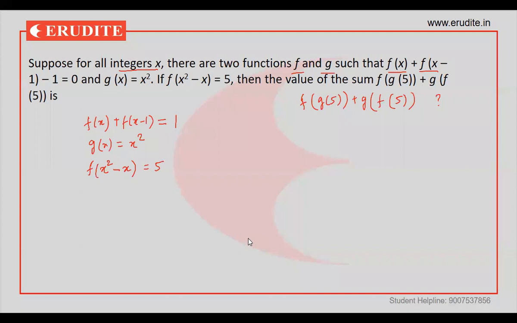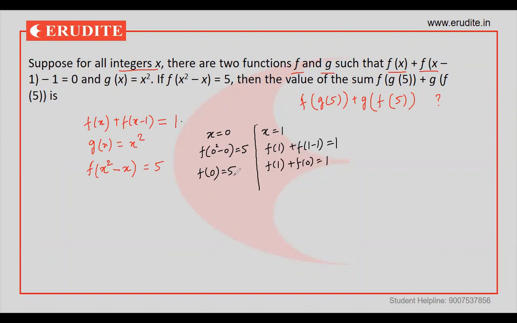Now guys, to solve this question, please try to understand it. Let's say if I'm putting x equal to 0 in the third expression, then I will get f(0) square minus 0 equal to 5, and 0 square minus 0 is 0. So we get that f(0) is equal to 5. Now, if I'm putting x equal to 1 in the first expression, I will get f(1) plus f(1 minus 1) equal to 1. This is f(0), equal to 1. f(0) value we have already found out, that is 5. So f(1) is coming as minus 4.